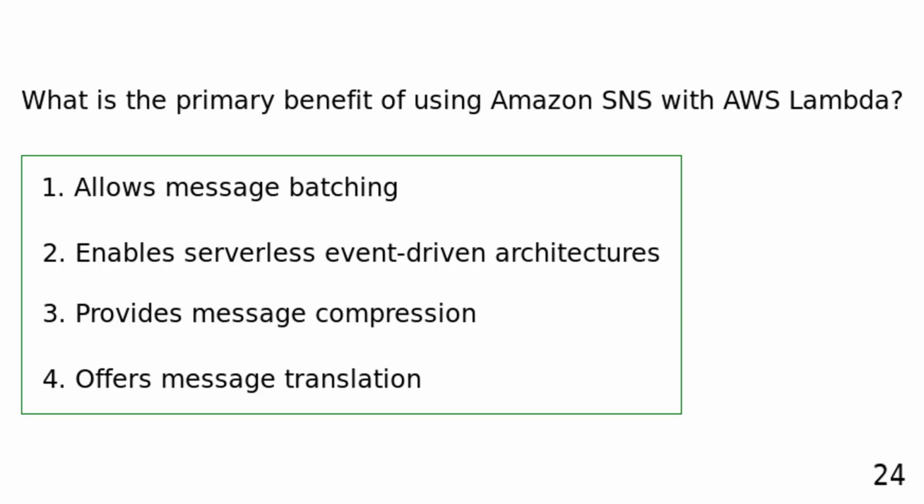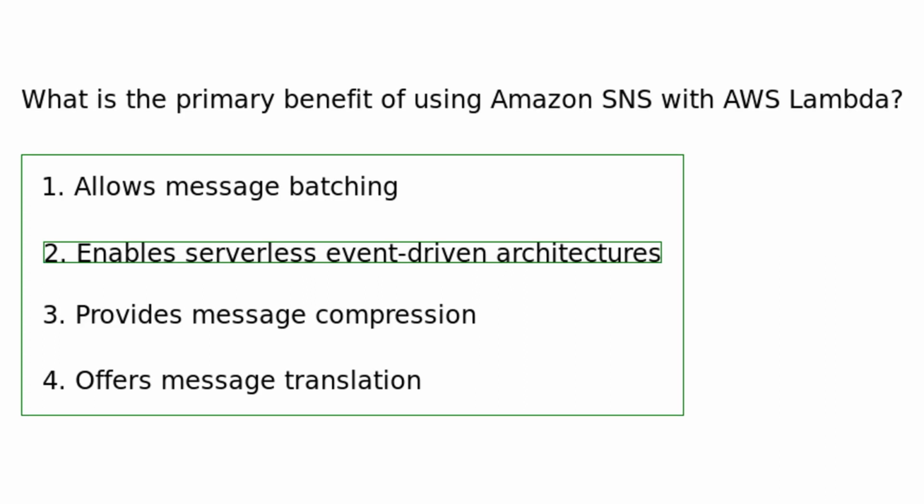What is the primary benefit of using Amazon SNS with AWS Lambda? Allows message batching. Enables serverless event-driven architectures. Provides message compression. Offers message translation. Using Amazon SNS with AWS Lambda enables serverless event-driven architectures, where Lambda functions are triggered by SNS messages without managing infrastructure.